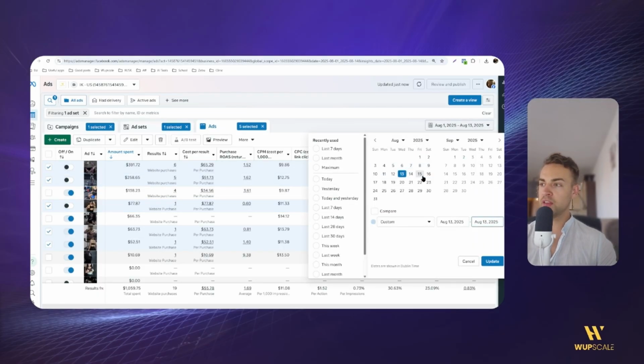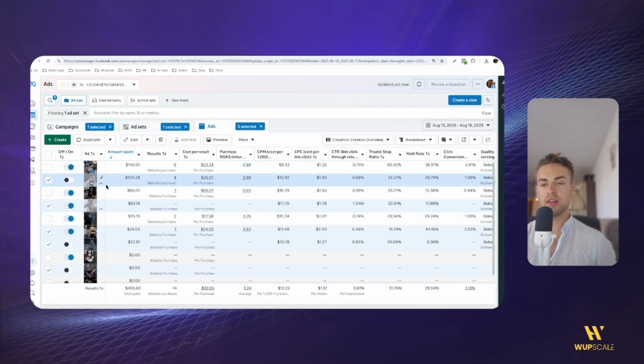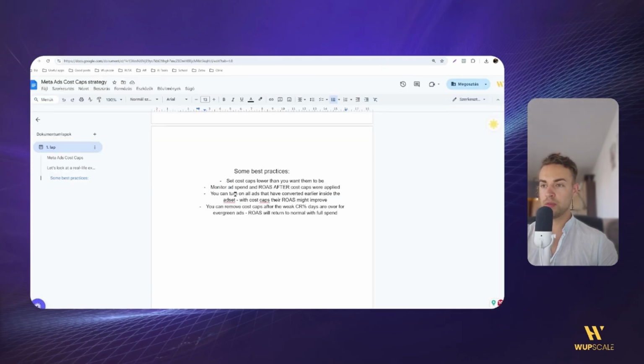But once I added the cost caps, I actually restarted these ads because I knew they converted earlier, so why wouldn't they convert next? And you see I had those ads selected, and one and another one converted in the next 4 days. Even though they looked like losing tests earlier, they turned out to be great winners. So that's a best practice. I suggest you have all your ads on once you add cost caps, all those ads that converted earlier.